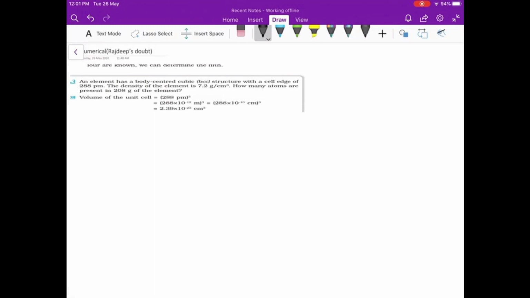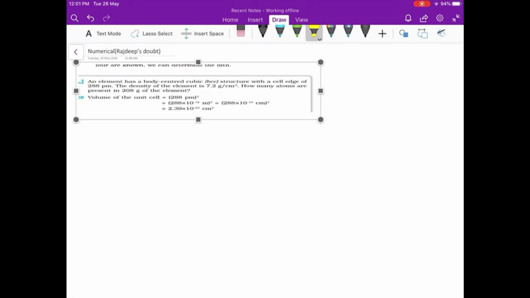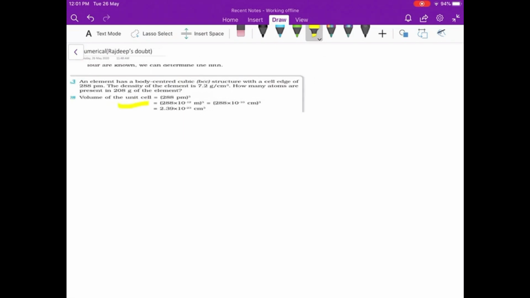Now first we need to find out the volume. So volume of a cube means edge length cube. As you can see in his question, the first part was already solved: the volume of the unit cell. So 288 picometer cube is converted into meter cube, and after that meter cube is converted into centimeter cube.